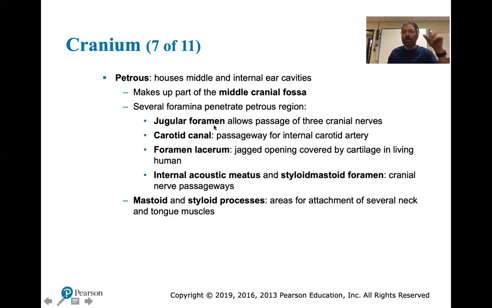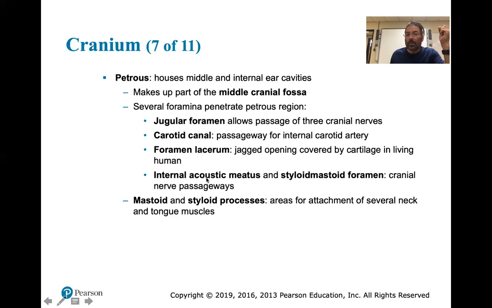Right. So the jugular foramen allows passage of 3 cranial nerves. All right. Now also, what do you think? What else? You can actually go on the jugular foramen, the jugular artery. All right. Carotid canal, passage for the internal carotid artery. Foramen posterior.